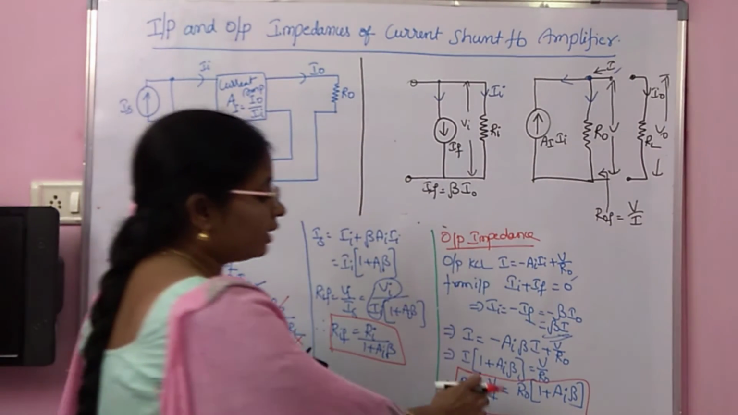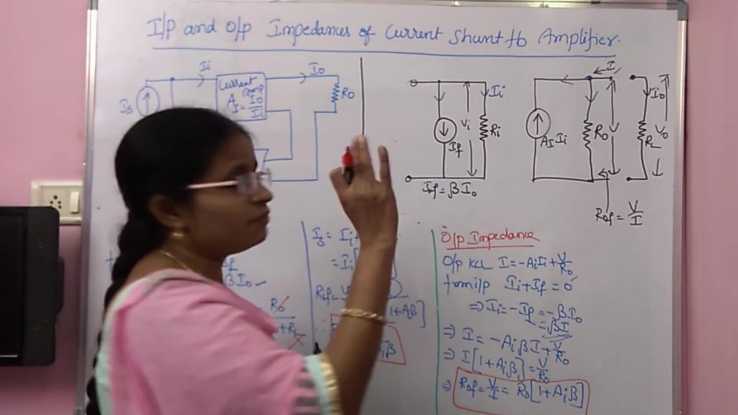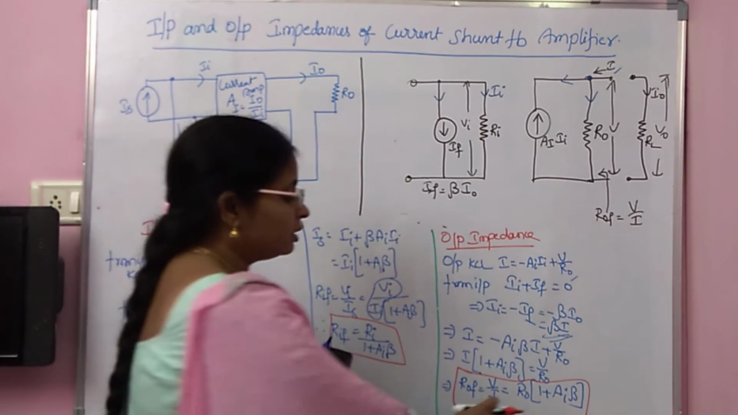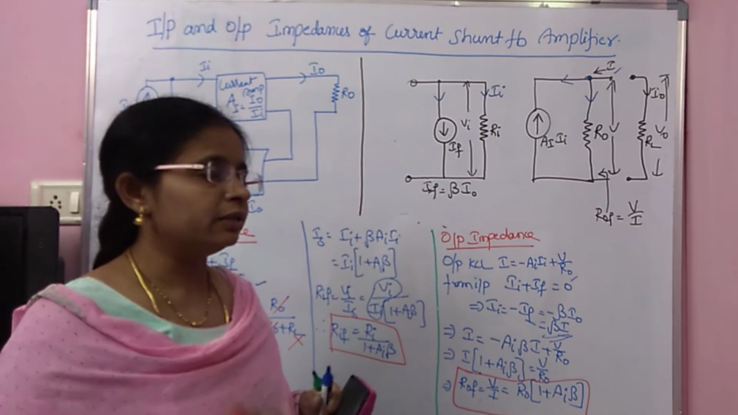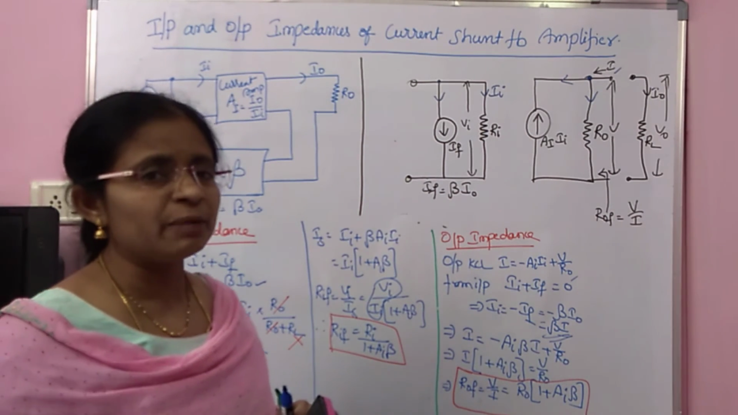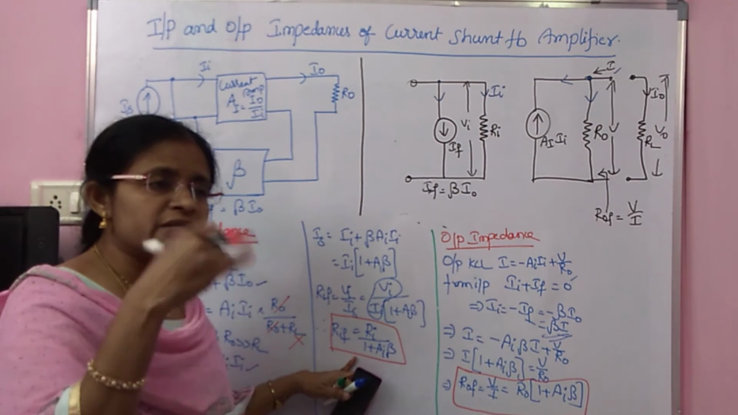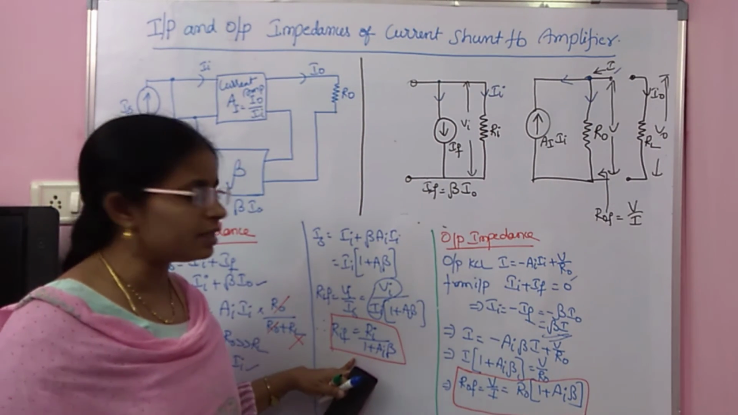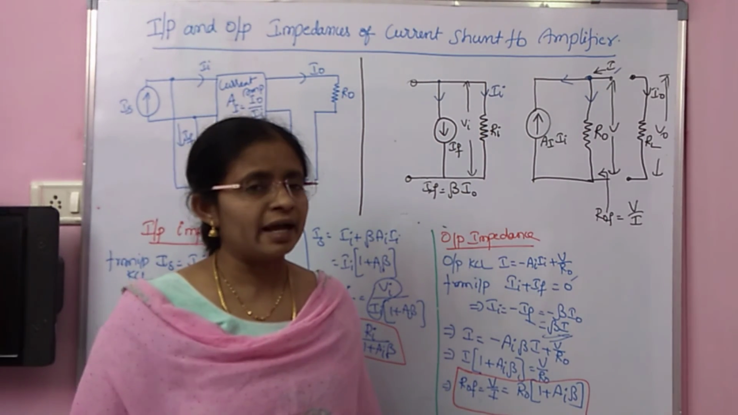Fine. So, in the absence of the feedback, the output impedance is R naught. But when you apply the feedback in the form of current shunt, the output impedance gets increased by a factor 1 plus AI beta. So, this is about input and output impedances of current shunt feedback amplifier. The conclusion is input impedance is decreased by a factor 1 plus AI beta and the output impedance is increased by a factor 1 plus AI beta.